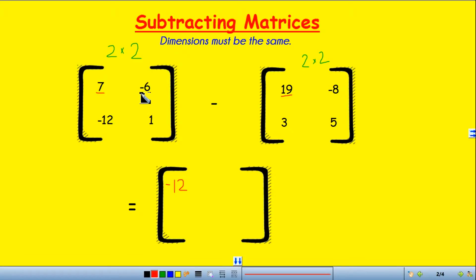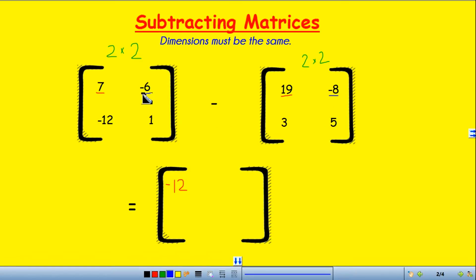The second is negative 6. In this case, we have negative 6, which is located in the first row. It's the last number in the first row, and it is the top number in the second column. So let's find its corresponding number in the second set. We have negative 8, which is located in the first row, and it's the second number. And we have it in the second column, and it's on top. So that means that we can subtract these two.